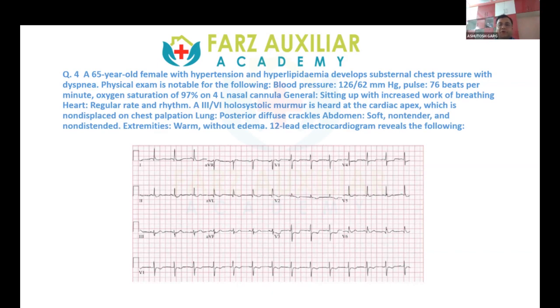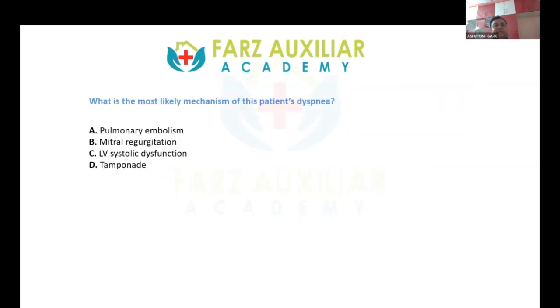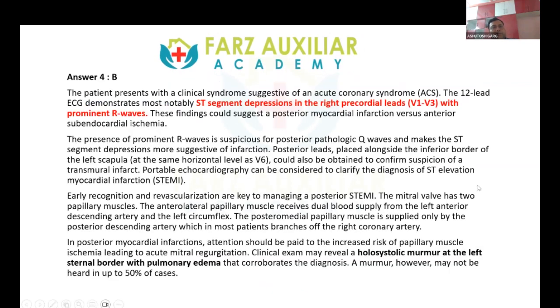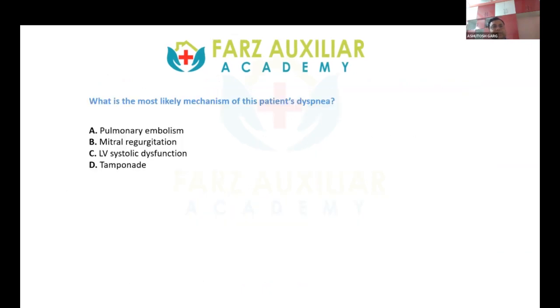So, what is the most likely mechanism of this patient's dyspnea? Options are pulmonary embolism, MR, LV systolic dysfunction, tamponade. Any guesses? B. It's mitral regurgitation, acute mitral regurgitation. Okay. So the answer is B, mitral regurgitation.